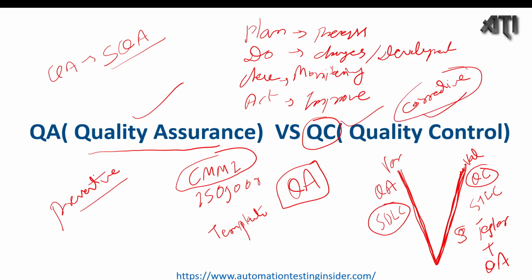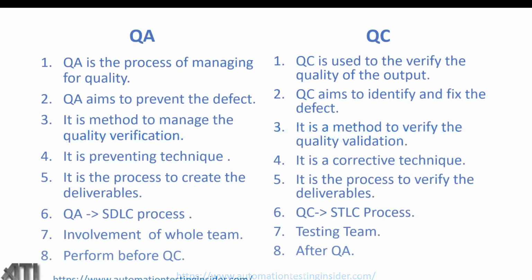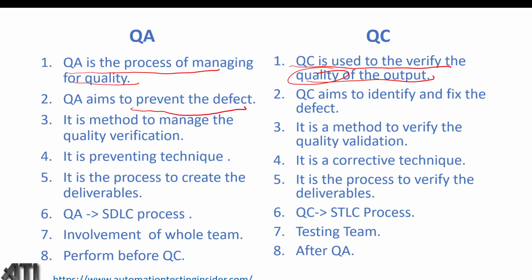Preventive means it prevents the defect, and corrective means it corrects the defect. So in the next slide, let's talk more about the difference between quality assurance and quality control. QA is the process of managing the quality. Quality control is used to verify the quality of the product. QA aims to prevent the defect, and QC aims to identify and fix the defects. In testing, we raise the defects and get them fixed by the development team.